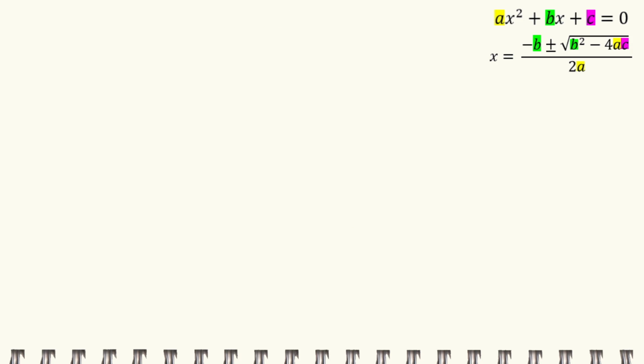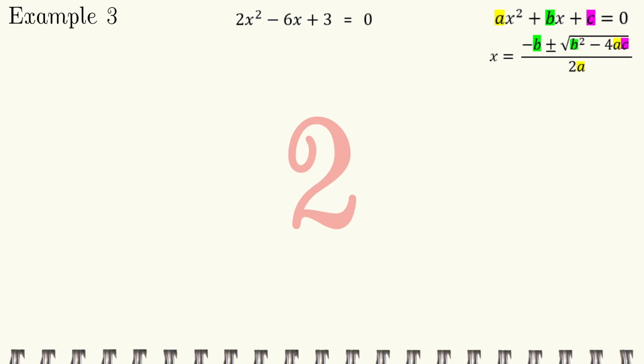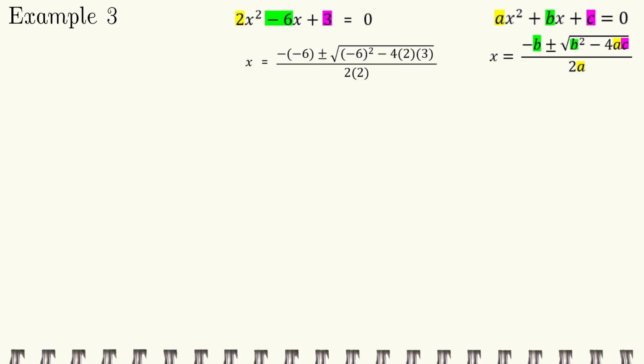Okay, cool. So let's try another example. 2x squared minus 6x plus 3 is equal to 0. Give this video a pause and come back when you're ready. Okay, so in this scenario, a was equal to 2, b was equal to negative 6, and c was equal to 3. After plugging these values into our quadratic formula, you probably reach the value of 6 plus minus square root of 12 over 4.